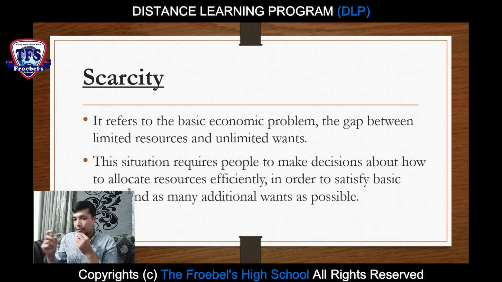So what do we achieve? In order to satisfy basic needs and as many additional wants as possible, first of all we fulfill our needs, then step by step we go towards our wants. What are our basic needs? There are three basic needs. Number one is food, number two is basic clothes, and number three is shelter. So first of all we go towards our basic needs: food, shelter, and clothes. Then we go towards additional wants.